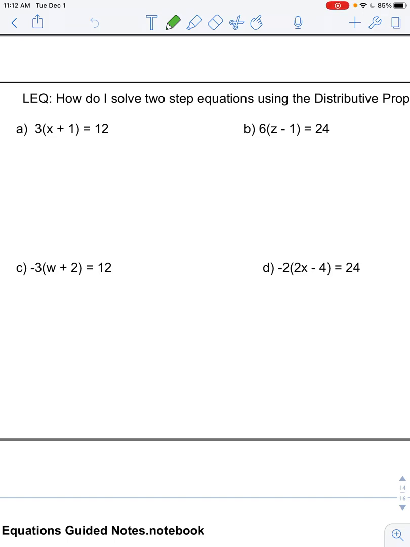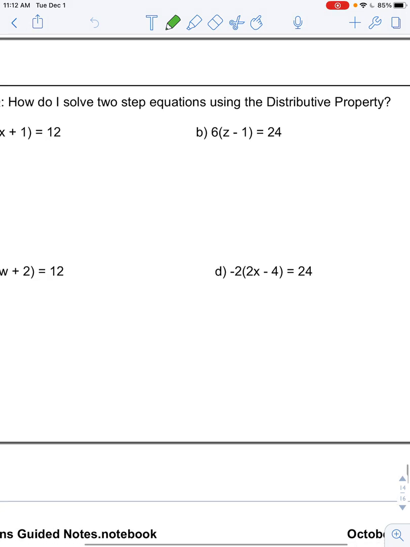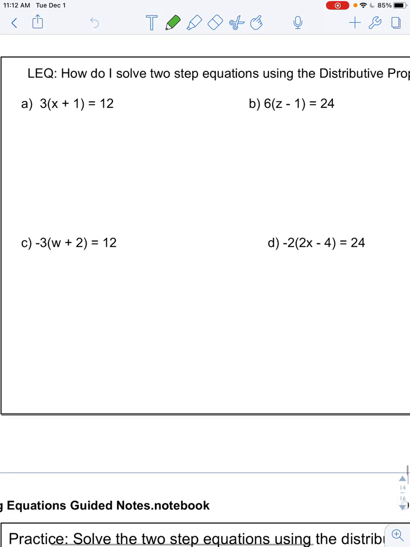Alright guys, we're going to talk about how to solve two-step equations using the distributive property. So the important part here is that we distribute correctly. If we think back to when we talked about the distributive property, we're taking the number on the outside of the parentheses and multiplying it by both terms on the inside. If we do not do that correctly, then we will have some issues.